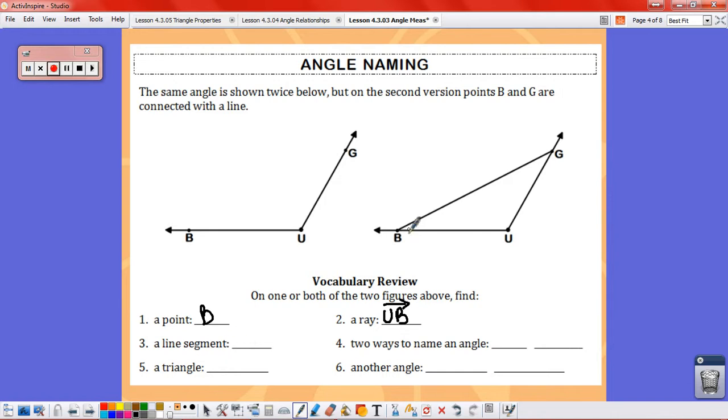A line segment is a line that ends on both sides. It's a segment of a line, as in a piece that we took out of a line. A line goes on forever, but a line segment stops. It has endpoints on both sides, and the only line segment here is BG. Technically you could say BU is a line segment if you are only looking at the portion between B and U, but it does continue off in a ray. BG actually stops. There's no ray continuing on. So our line segment here is BG. Put a little line segment over it.